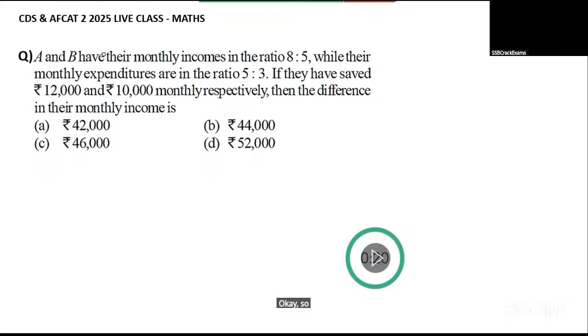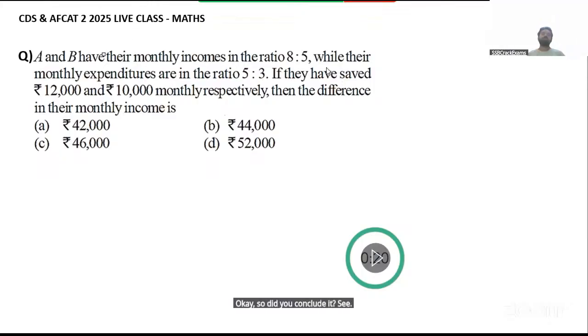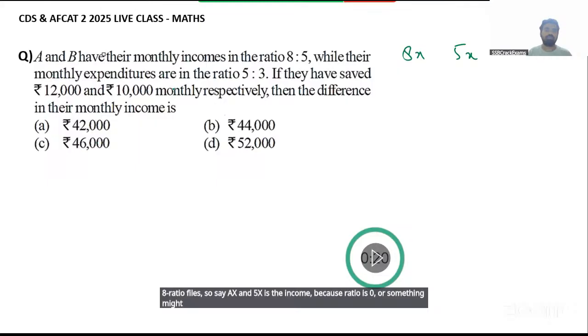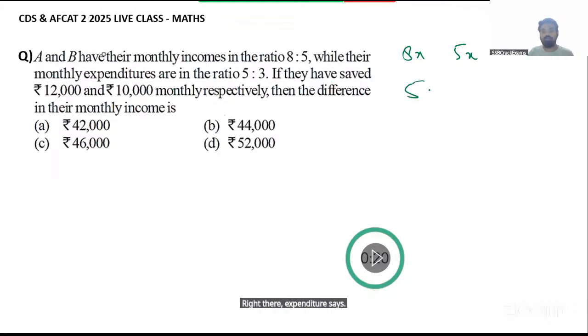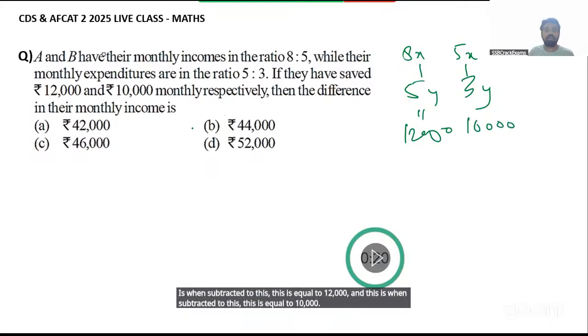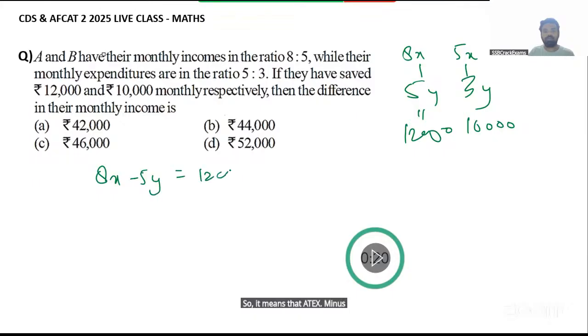Okay, so did you conclude it? See, their incomes are in ratio 8:5. So say 8x and 5x is the income. Their expenditures are 5y and 3y. So you know that they saved 12,000 and 10,000. So saving is equal to income minus expenditure. It means that 8x minus 5y is equal to 12,000, and 5x minus 3y is equal to 10,000. Okay. So by equations 1 and 2, you can solve for x and y.